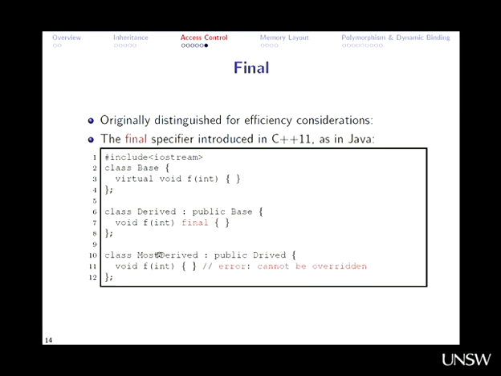So if we have a second derived class, most derived, that inherits from derived, we cannot override void f. It cannot be overridden. So final prevents something from being overridden.